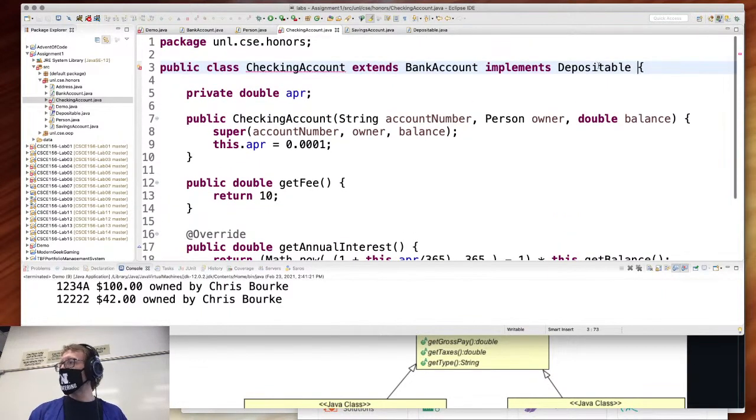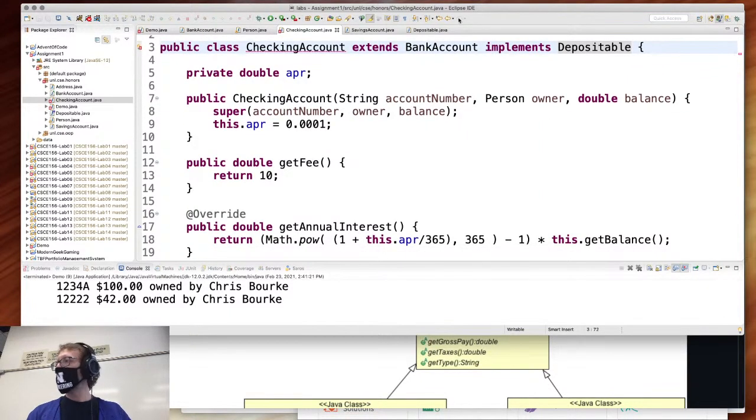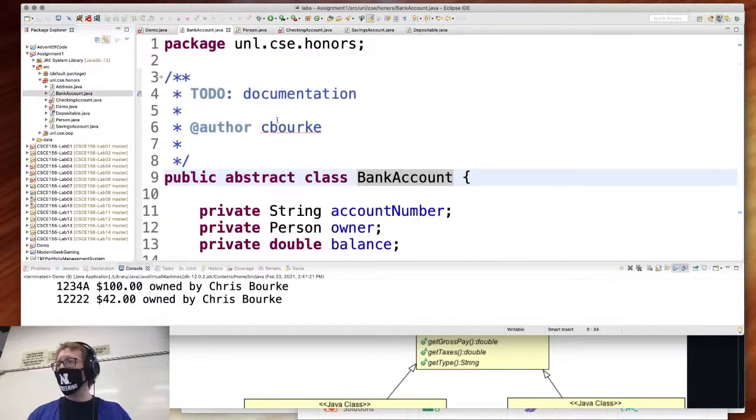Likewise here, this says that it's depositable. You have to have this method that's called deposit, and it's not right here. Let me roll this back so that it actually compiles.